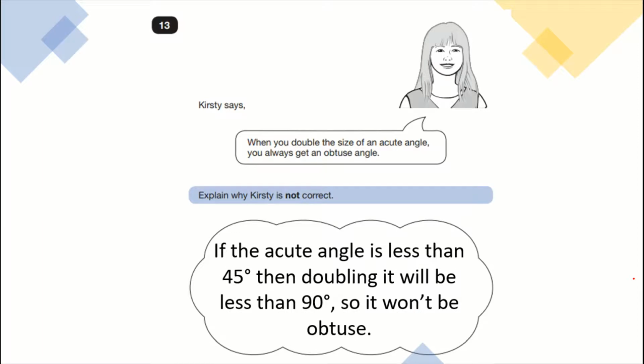If the acute angle is less than 45 degrees, then doubling it will be less than 90 degrees, so it won't be obtuse.